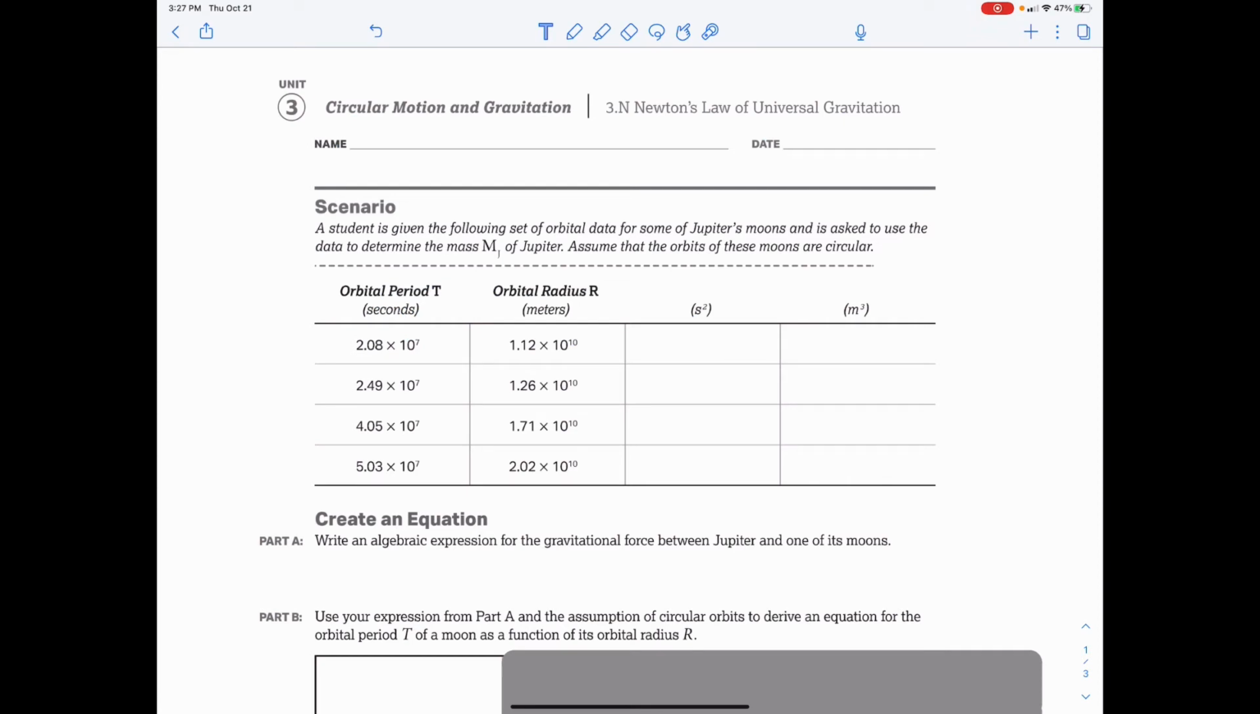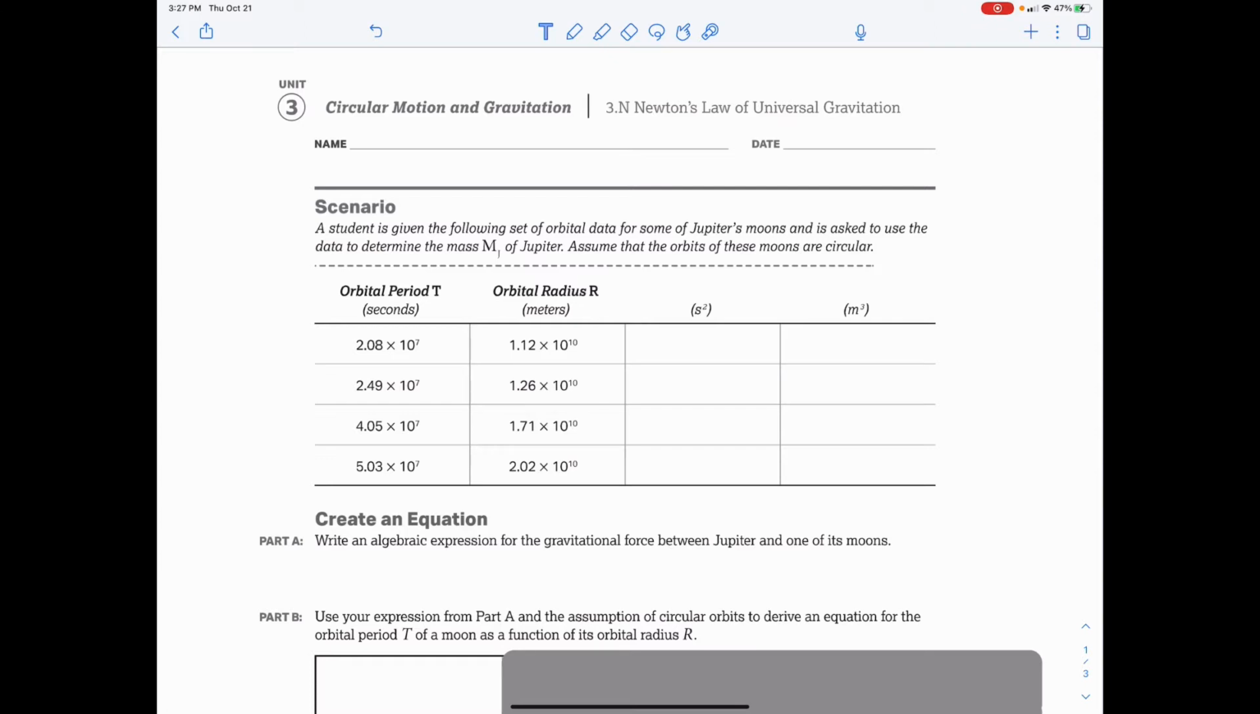AP Physics 1 Workbook, Unit 3, Circular Motion and Gravitation. Activity N, Newton's Law of Universal Gravitation. Please read the scenario along with me. A student is given the following orbital data for some of Jupiter's moons and is asked to determine the mass of Jupiter. Assume the orbits of these moons are circular.